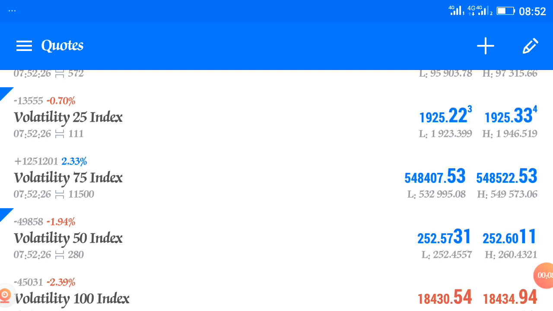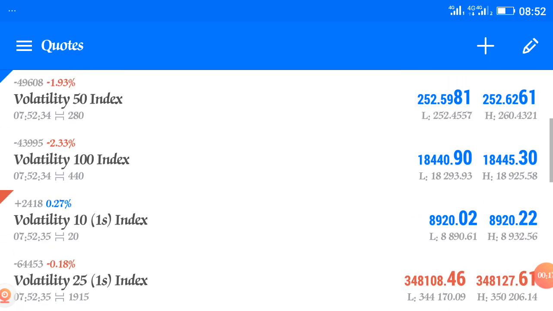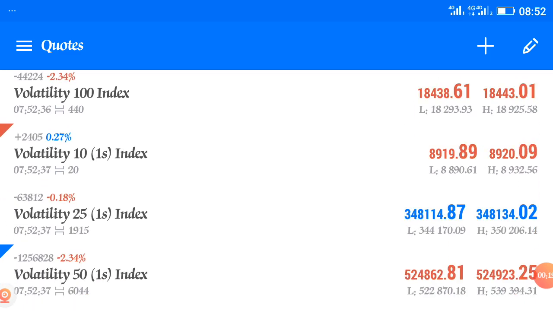And as I promised earlier, my next video is going to be on synthetic indices, and here I am as promised. So we have some trades running here. We have a losing trade right here, but this trade is just at the zone I placed it, so it's still going to go on profit right now.